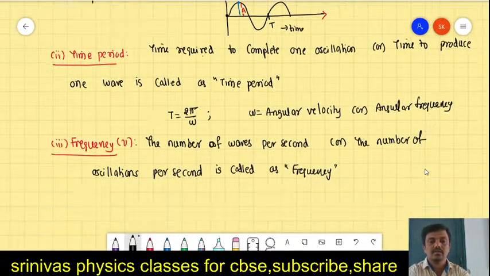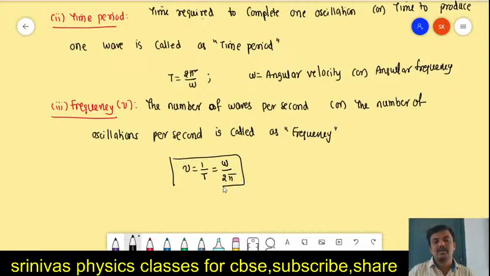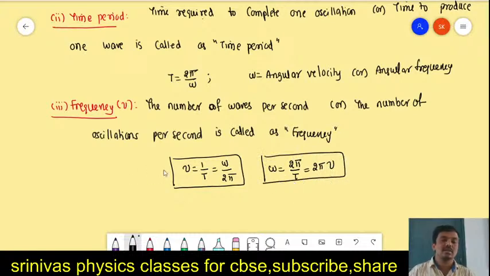Next, we know that the frequency is the reciprocal of the time period, right? This we can also write as omega by 2 pi. By this we got the frequency formula. From this angular velocity formula we also write the angular frequency formula: 2 pi by T, or 2 pi into nu also we can write. Remember, this is the angular frequency.